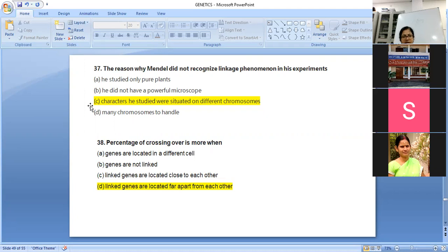So that cannot be an option. He did not have a powerful microscope. That's a very silly option to consider.